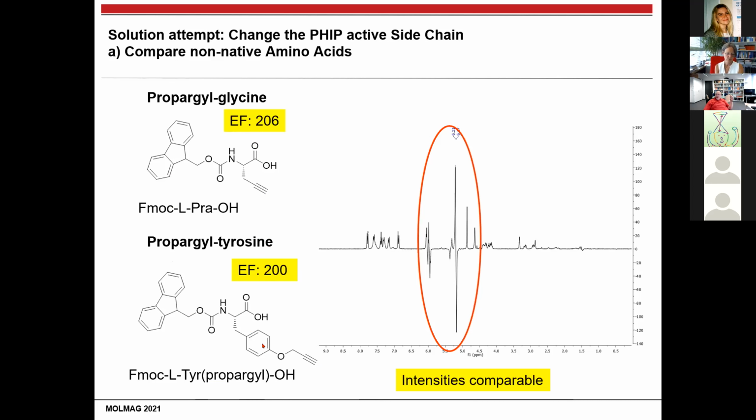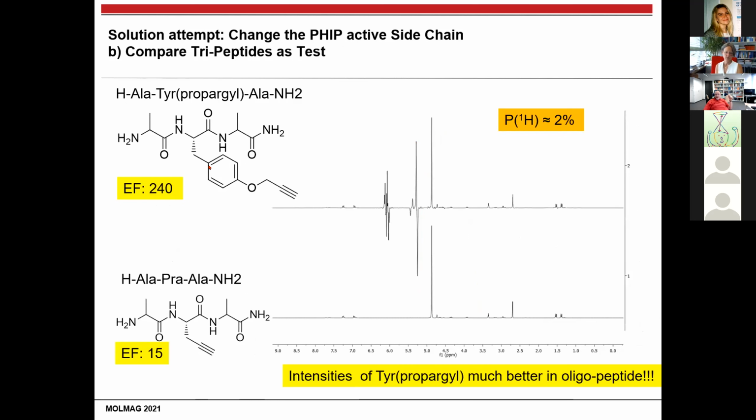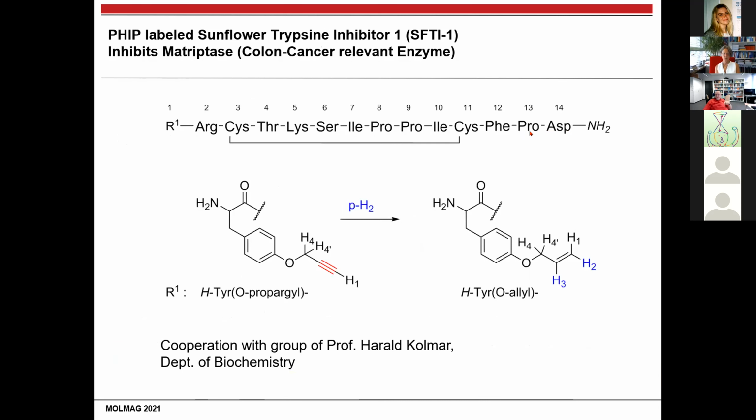So let's check now when we put the propargyl tyrosine inside of the peptide. And there we see really it works much better than the glycine. Here it was enhancement factors of 15. Here still enhancement factors of more than 200. So really, this is the way to go. We have to get the triple bond farther away from the backbone. By the way, this is already a polarization of about 2% of the protons.